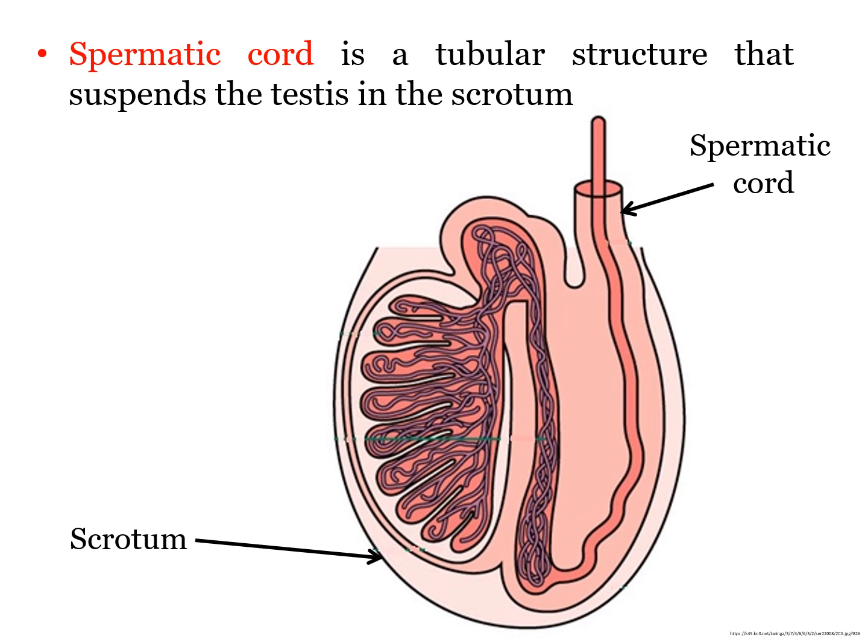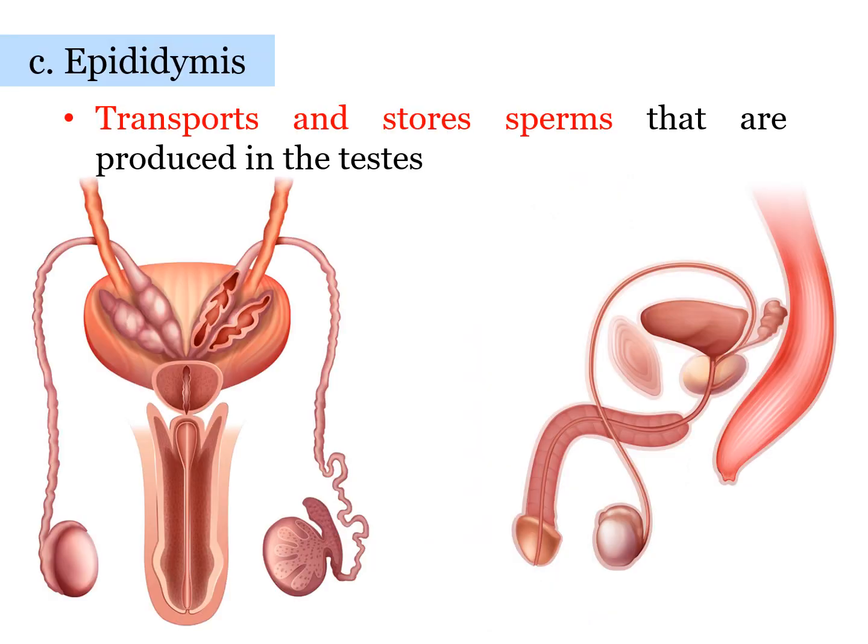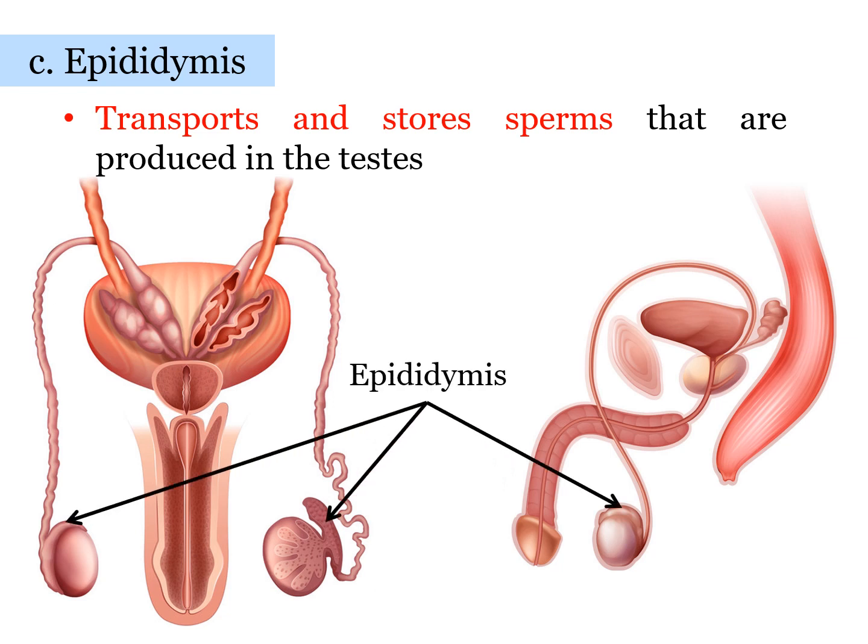The spermatic cord is the tubular structure that suspends the testis in the scrotum. Third one is the epididymis. The epididymis is the continuation of the seminiferous tubules in the testis just now. Its function is to transport and store sperm that are produced in the testis.